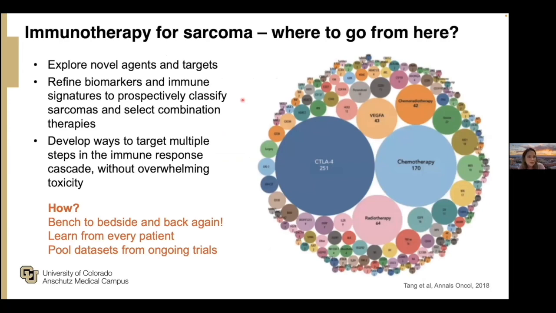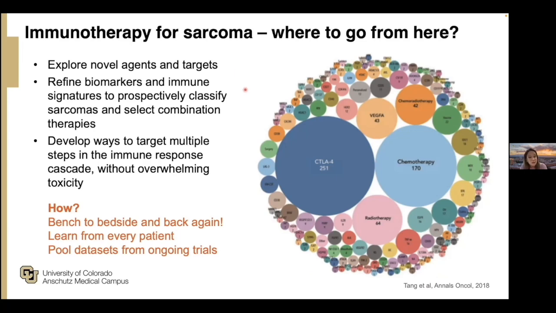So where do we go from here? Well, this is an outdated graph from 2018 that just shows the landscape of all the different agents and combinations that are being explored with checkpoint inhibitors in cancer. This is crazy. And with our rare diseases really, and the heterogeneity, we're never going to be able to test all of these different possibilities in our sarcoma patients as much as we would love to.